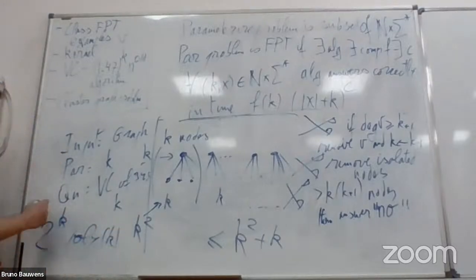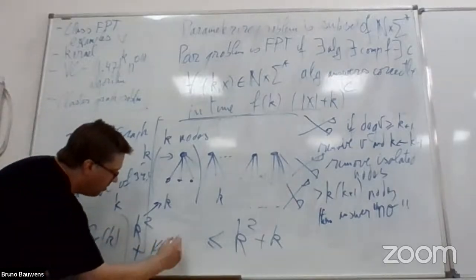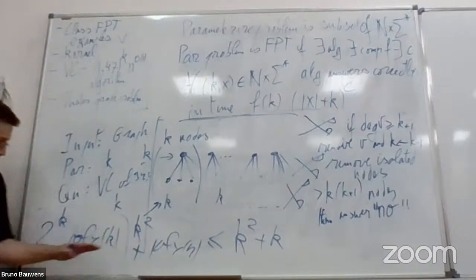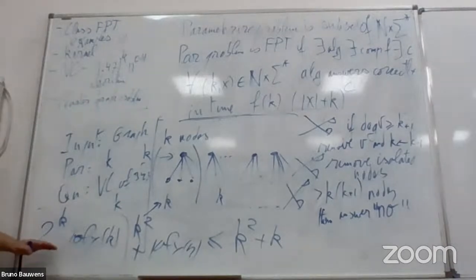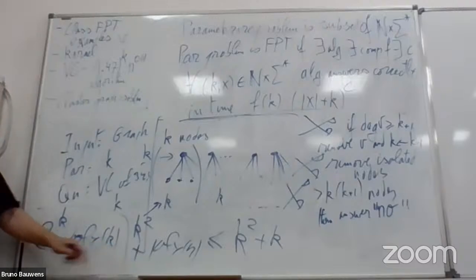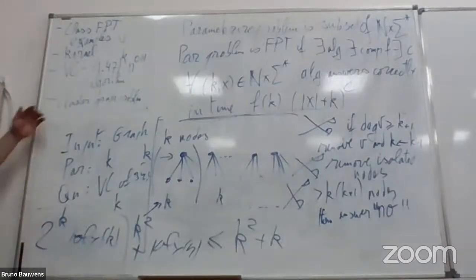So what we have here is 2 to the power k poly k, because we reduce the graph to size k squared, plus the running time of our reduction algorithm. First we reduce the graph in poly n time, then we need to find a vertex cover of size k, but now among basically k squared nodes. Okay, so this is the idea.